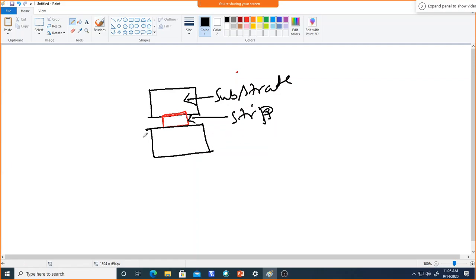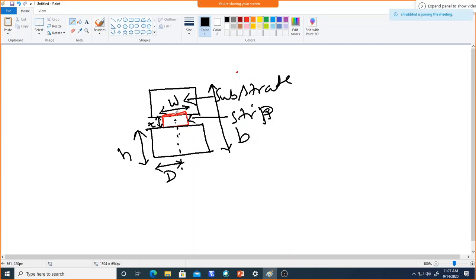This is the actual strip or conductor. We can take the height of the substrate as B, and this conductor has a width W, and this is the thickness T. If you take the center of the conductor to the edges, we take this distance as D. Now how this D varies with the characteristic impedance, all these curves will be available, and we can see how it varies.